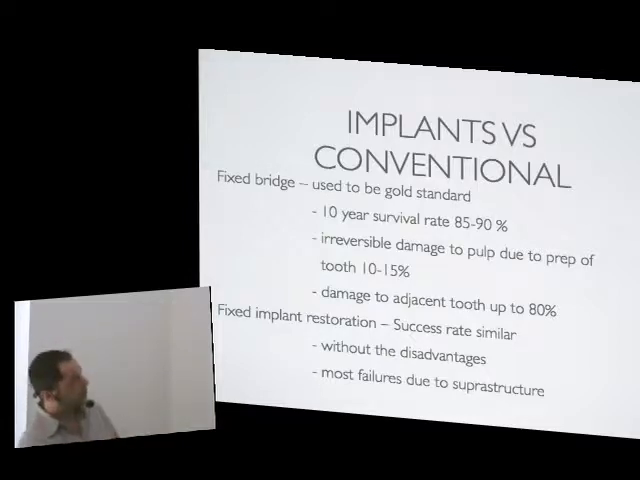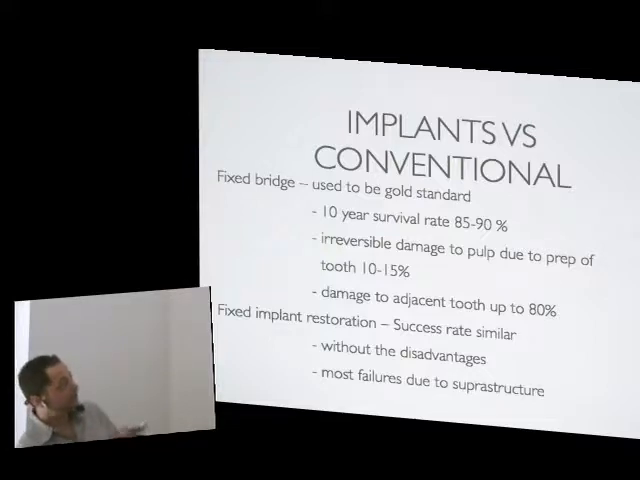With a fixed restoration first, we start with a fixed bridge. It used to be a gold standard. We have a 10-year survival rate of 85 and 90%, up to 90%, which is very successful. After 15 years, we have about 70% survival rate. Unfortunately, with fixed implant restoration, there is no study at the moment which shows a 20-year survival rate. But with fixed implant restoration, we have a similar success rate.